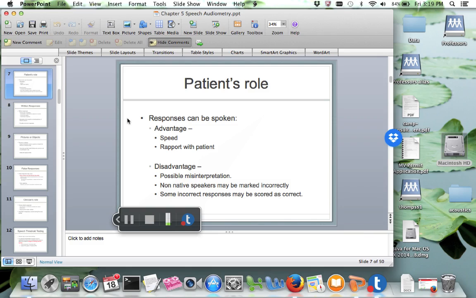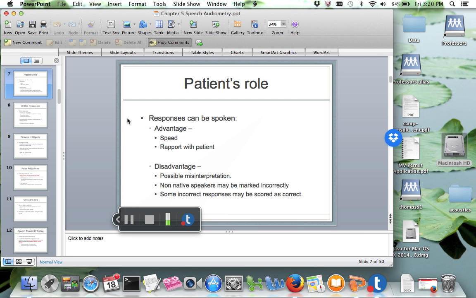So if you ask the patient to say the word, that's pretty much the most standard, and also it's the quickest. So if I say the word baseball, the patient says baseball. Say the word hot dog, hot dog. There's a speed to that, which is an advantage, as with the rapport.